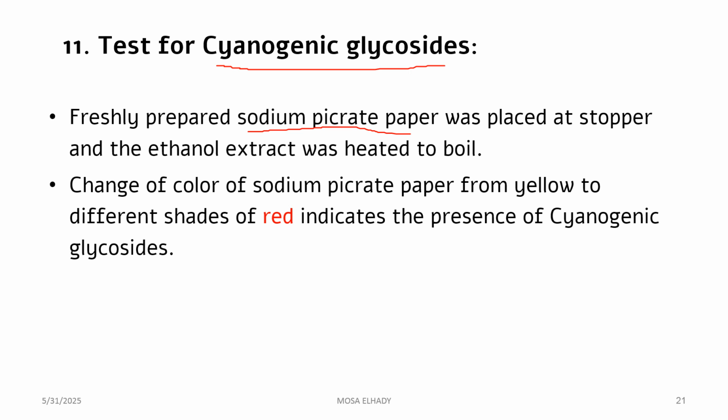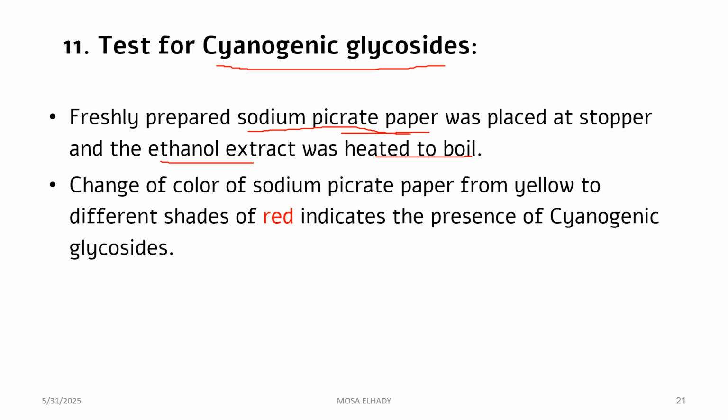The step of preparation of plant extract involves extraction of ethanol extract, using ethanol as solvent, and we heat this extract to boil. At the same time, we place a paper impregnated with sodium bichromate solution, and we close the flask or the test tube with this paper.